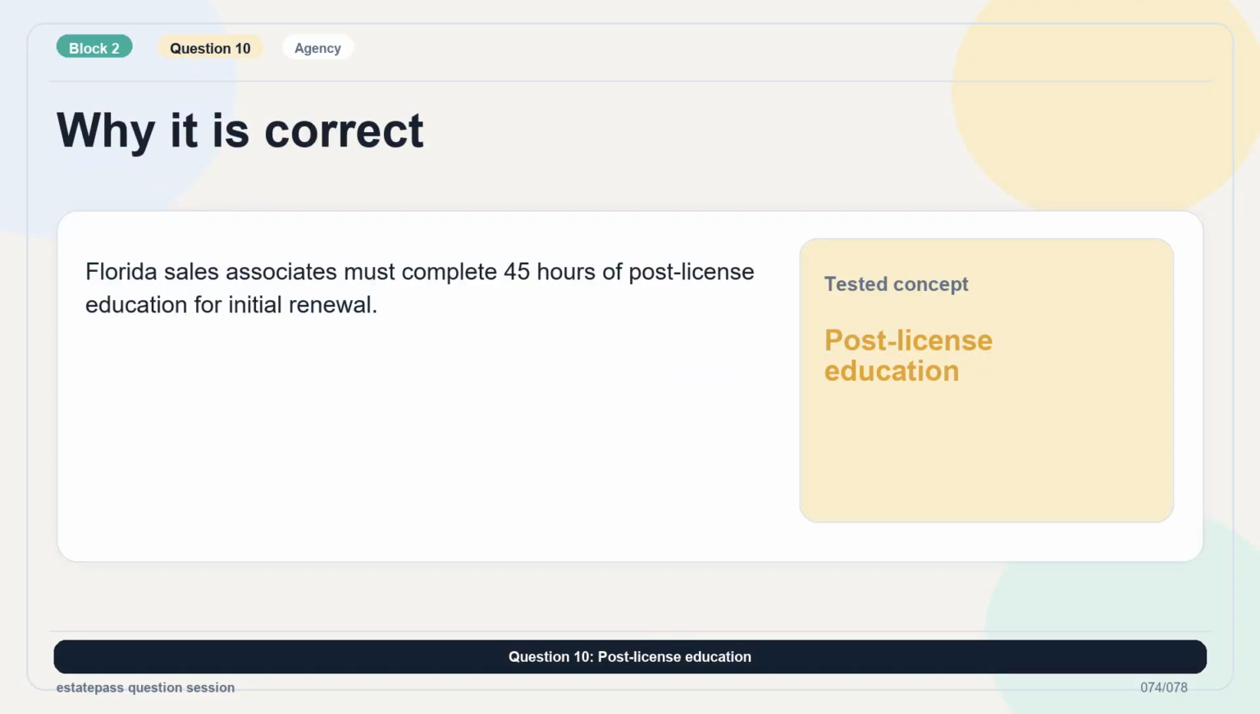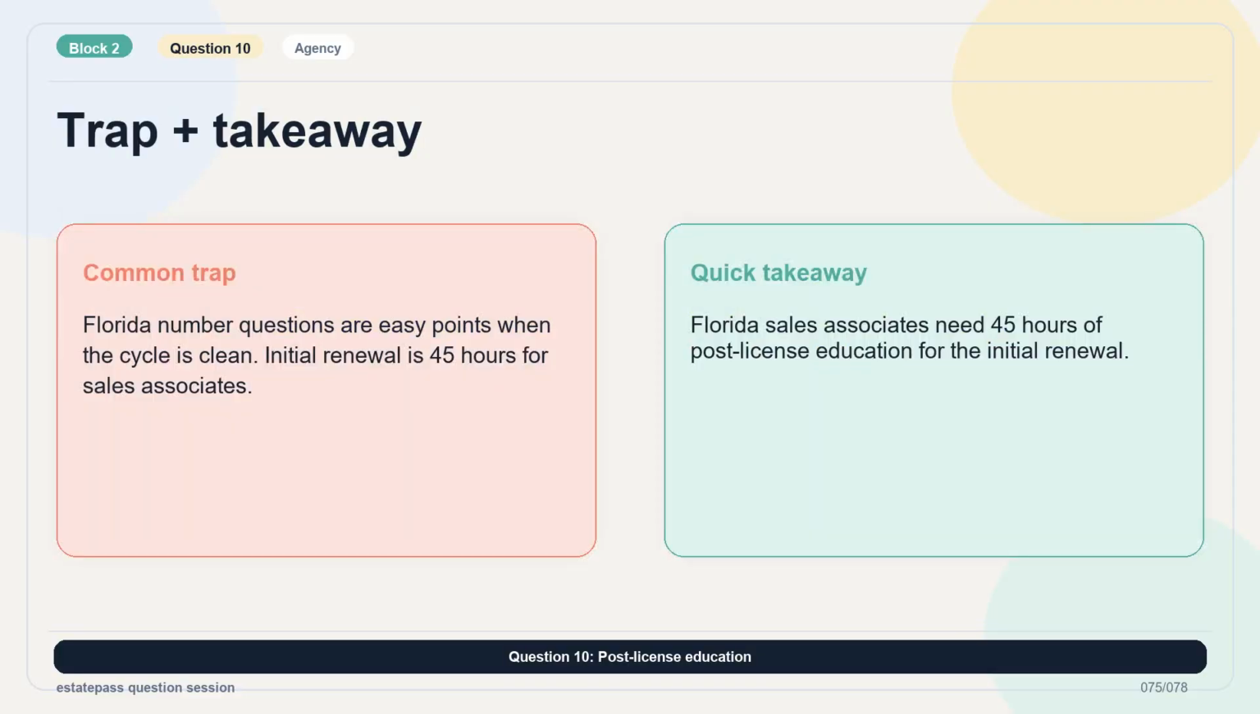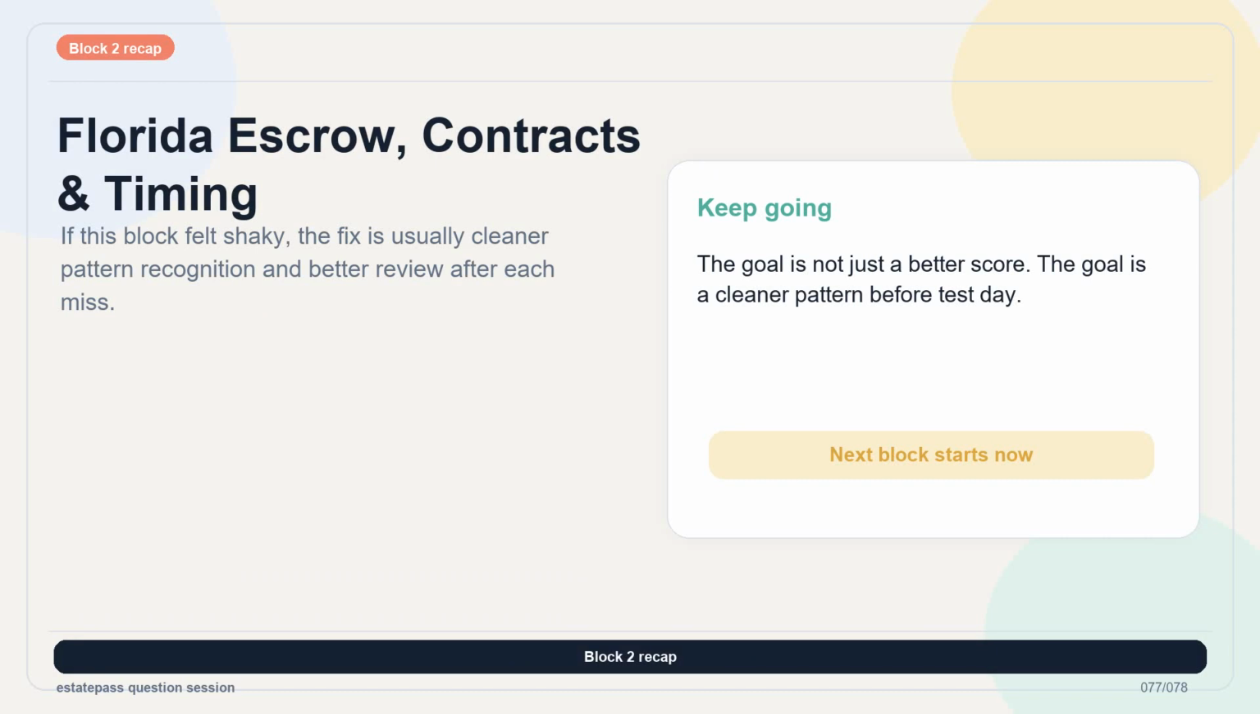Explanation. Florida Sales Associates must complete 45 hours of post-license education for initial renewal. Common trap. Florida number questions are easy points when the cycle is clean. Initial renewal is 45 hours. Quick takeaway. Florida Sales Associates need 45 hours of post-license education. Block 2 recap. If this block felt shaky, the fix is usually cleaner pattern recognition and better review after each miss.